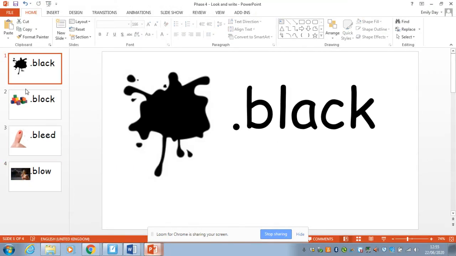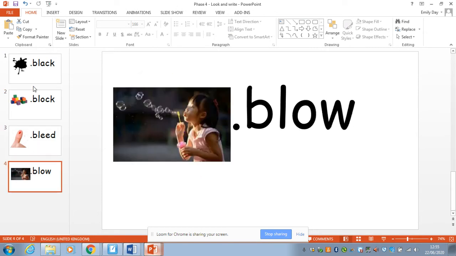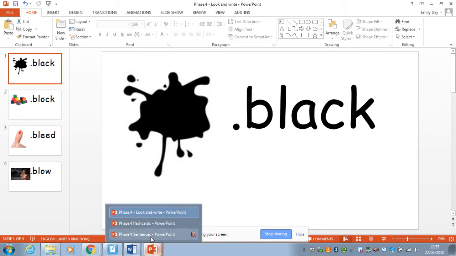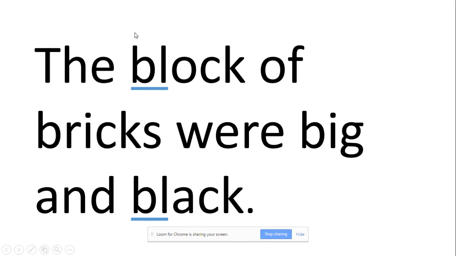Okay, so we have black, block, bleed, and blow, and they all have the bl consonant cluster at the start of the word. Now, before I leave you guys, I thought it would be a good idea to read a sentence with the bl consonant cluster in, and I've underlined it here so we are aware of it when we're reading. So let's read this. Remember, follow my mouse, this crazy thing flying around.